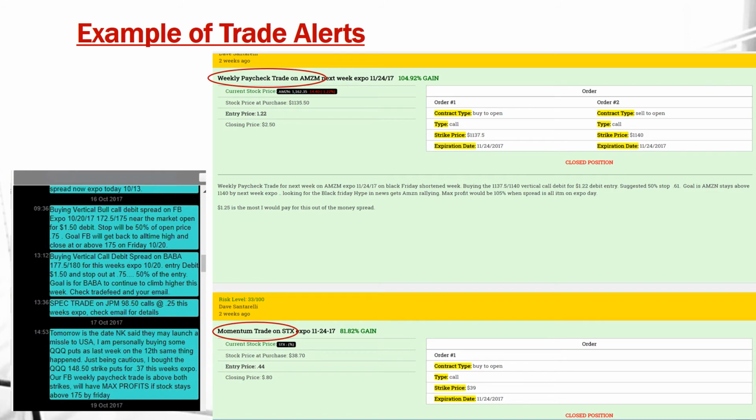Here's an example on the trade feed. You see a weekly paycheck trade on Amazon. This made 105% return. And this was a weekly paycheck trade. The second trade below that, this was a momentum trade on STX. This was just regular calls. And this made us an 82% return. Again, the one above that, that was an Amazon weekly paycheck trade. That was a spread. It has 2 orders. You see the buy to open and the sell to open.